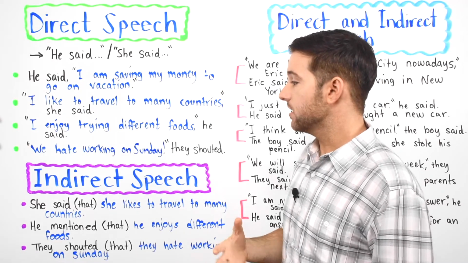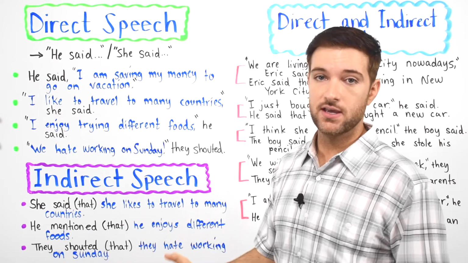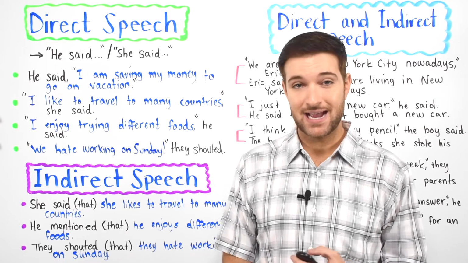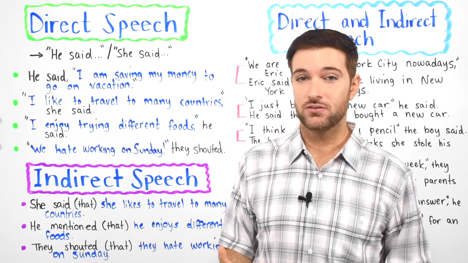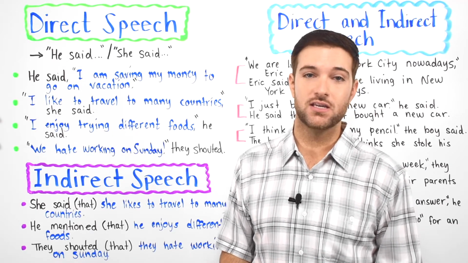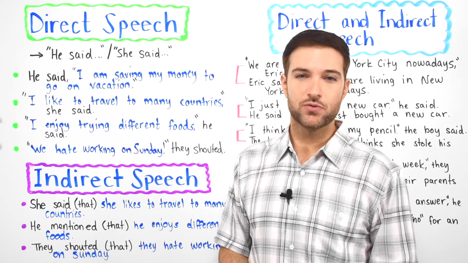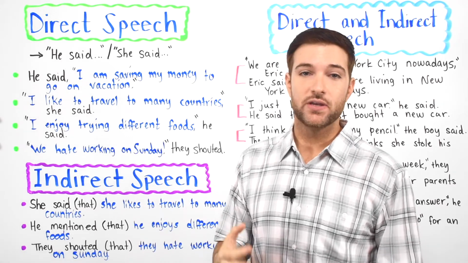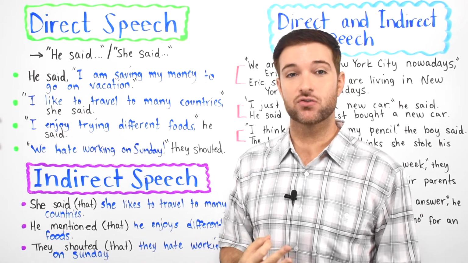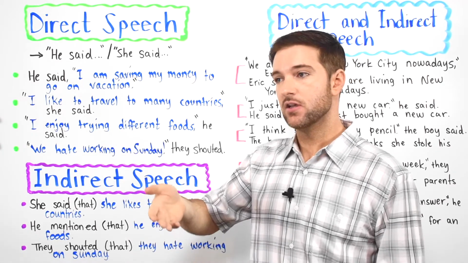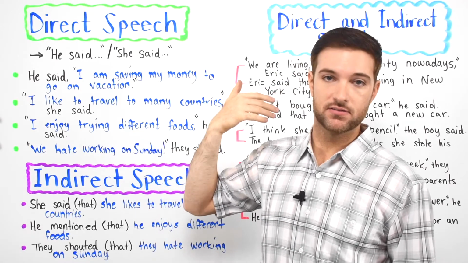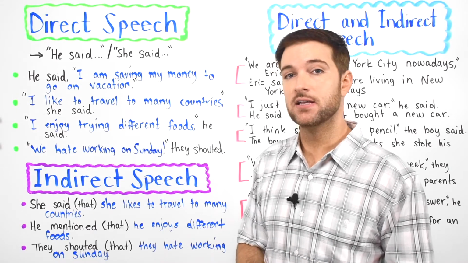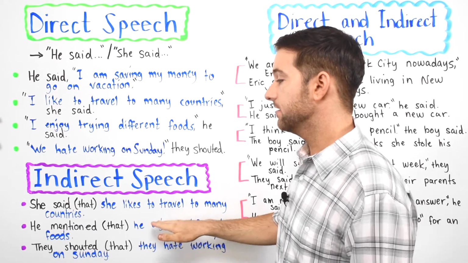Now, when we're talking about indirect speech, we're going to explain what a person said, but not in their exact words. Rather, we explain it in our own words, okay? When we use reported speech or indirect speech, we often switch to the past tense to describe what happened. So we use the past simple tense, or whatever happened in the past, we put it in the past tense. Let's take a look at some of the examples here and you'll understand.